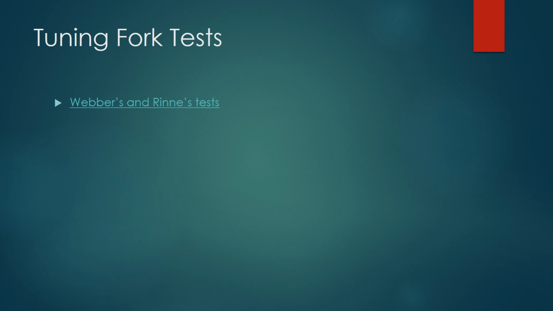This is the slide where, if you look at the actual slides for this, you can follow this link to a video that explains these tuning fork tests. We've got two of them, Weber's and Rinne's test, and they can both be used, as I said before, to differentiate sensorineural from conductive hearing losses in any clinical environment if you don't have access to pure tone audiometry.